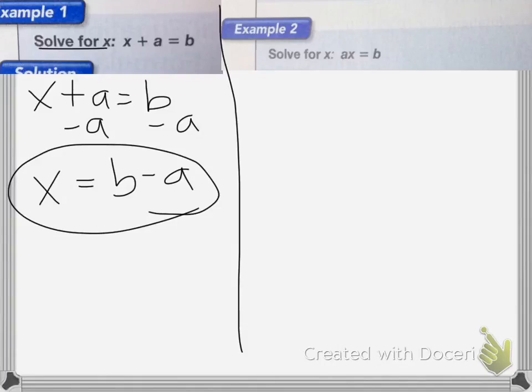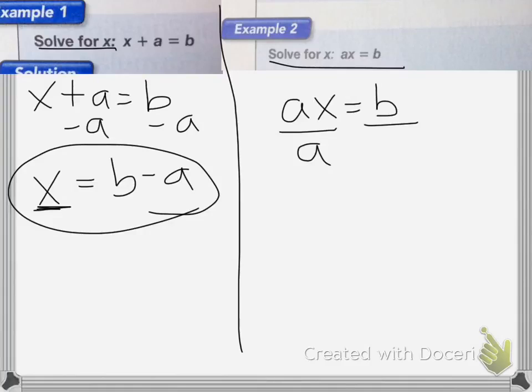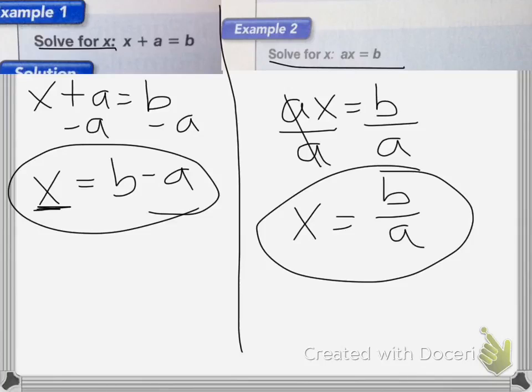Since I'm solving for x, I need to make sure x is by itself. So for this one, solve for x, ax equals b. To get rid of the a here, I need to divide both sides by a, because those cancel. So I end up with x equals b over a as my answer.